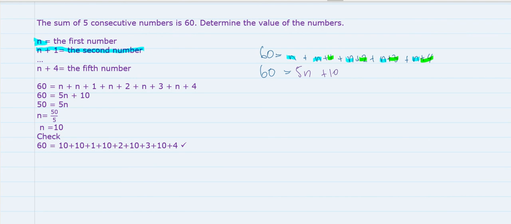Now we can just go, well, let's get rid of that 10. So 60 take 10 equals 5n. So 50 equals 5n. And you can see where I'm going with this, just dividing both sides by 5. I'll put the pronumeral on the left, and then n equals 10. Now we can just substitute and check your work there.